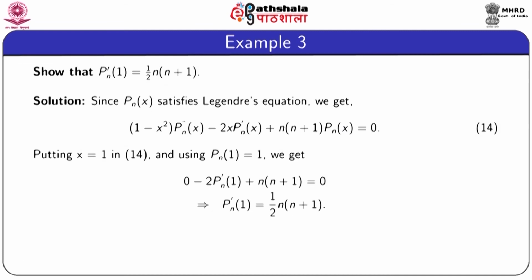Example 3: we have to show that P'n(1) is equal to half n(n + 1). Now, Pn(x) is a solution of Legendre's equation, and hence it is going to satisfy Legendre's equation. So, in Legendre's equation we replace the variable y with Pn(x), and you get this expression 14. Now, you put x equal to 1 in this expression. If you do that, the first term vanishes, and then you put x equal to 1 here, here and here. Using the result that Pn(1) is equal to 1, we get P'n(1) is equal to half n(n + 1).